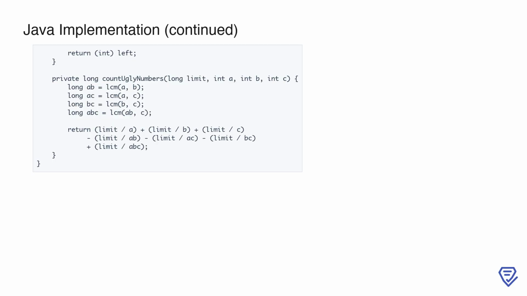To support this, we define the countUglyNumbers helper method. This method computes how many ugly numbers exist up to a given limit, using the inclusion-exclusion principle. First, we calculate the LCMs for pairs and the triplet of the input values A, B, and C. These LCMs allow us to count numbers that are multiples of A, B, or C, while avoiding double counting overlaps. Specifically, we add the counts for each individual divisor, subtract the counts for their pairwise LCMs, and finally add back the count for the triple LCM to correct for over-subtraction. This formula ensures an accurate count of unique ugly numbers up to the given limit, which is essential for the binary search logic to work correctly.